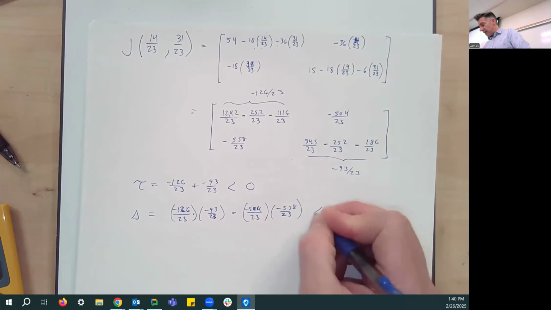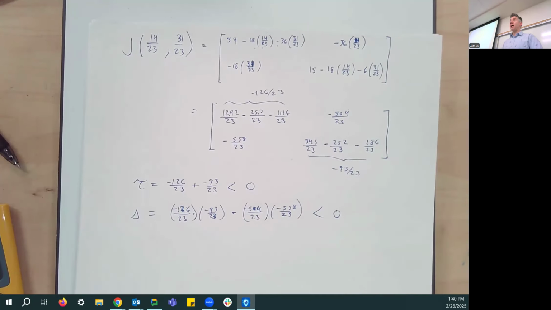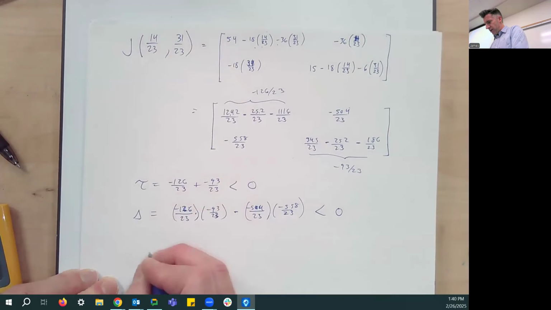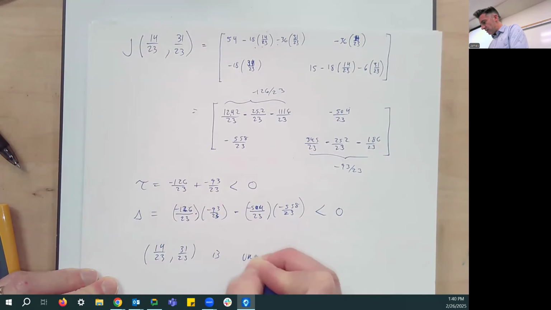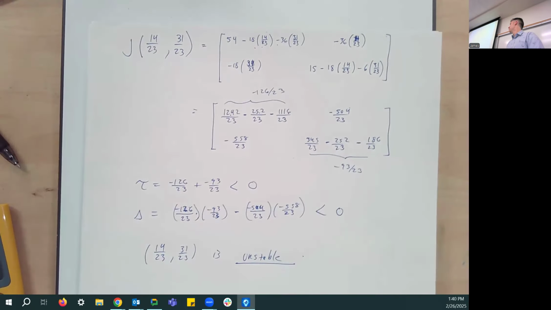So you have a smaller thing that's positive minus a bigger thing that's positive that ends up being negative. If our determinant's negative, that means you live in saddle land, although we're not really calling it a saddle. That means we're unstable. So this terrible critical point, 14 over 23, comma 31 over 23, is unstable, like this problem. Cool.